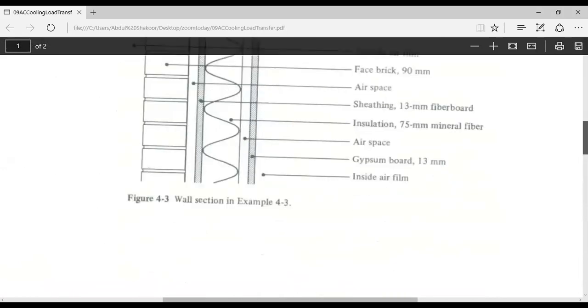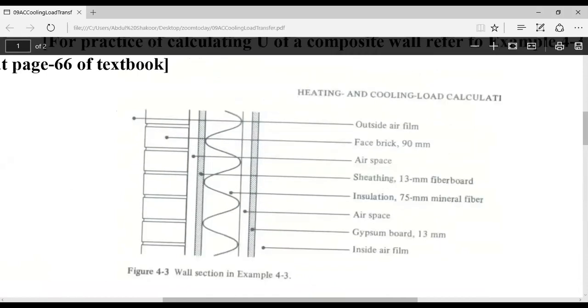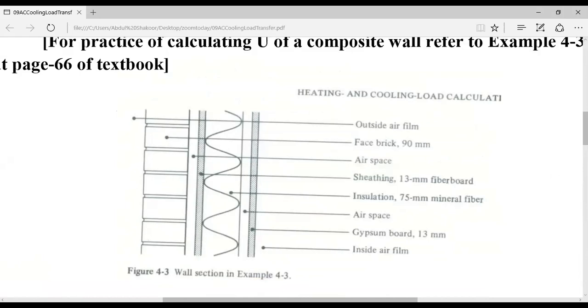Heat transfer through the wall occurs because of the temperature difference. So now, next page.